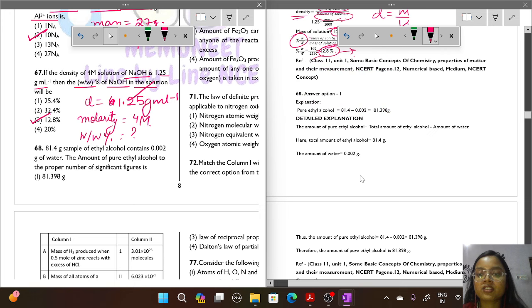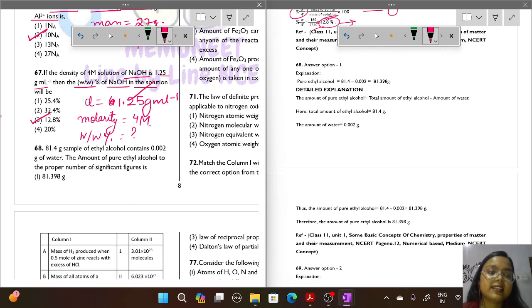Next is question number 68. Question number 68 says that 81.4 gram sample of ethyl alcohol contains 0.002 gram of water. The amount of pure ethyl alcohol to the proper number of significant figures. Significant figures is an important topic, and it is very easy also. It just requires you to do some calculations, and in the final answer you just have to find out the right number of significant figures.